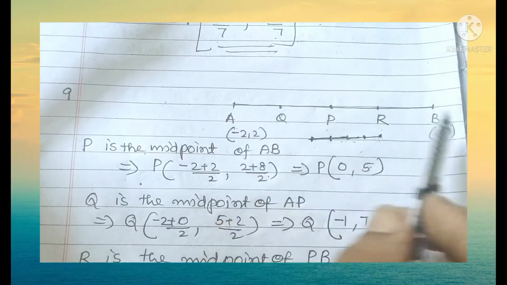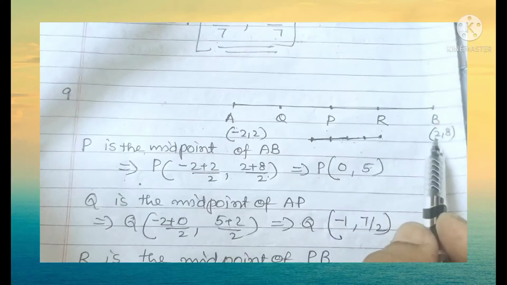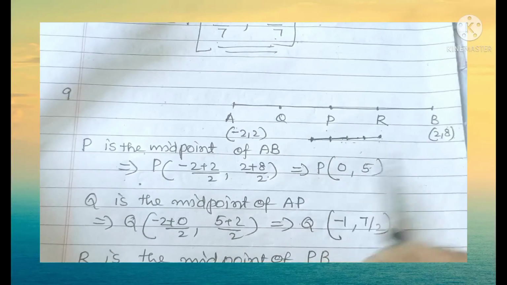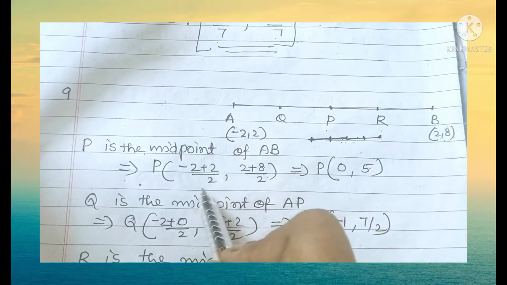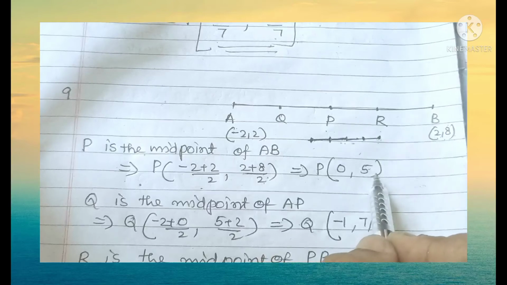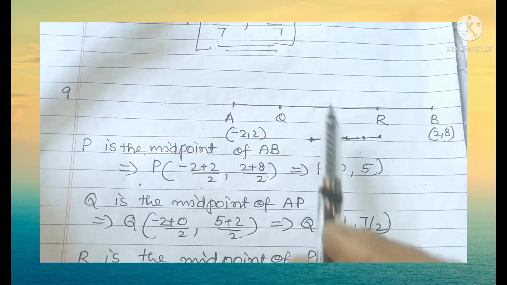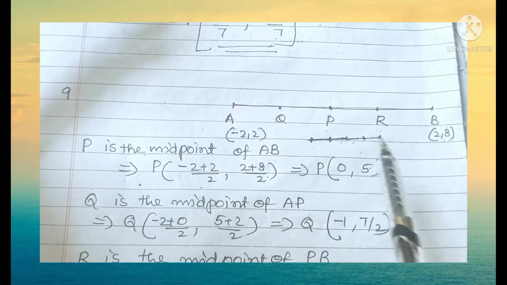Then AB is given as (-2, 2) and (2, 8). So what is the midpoint? -2 plus 2 is 0, 2 plus 8 is 10. So -2 plus 2 by 2 is 0 and 2 plus 8 by 2, 10 by 2, is equal to 5. Then after finding the coordinates of P, we want to find the coordinates of Q.